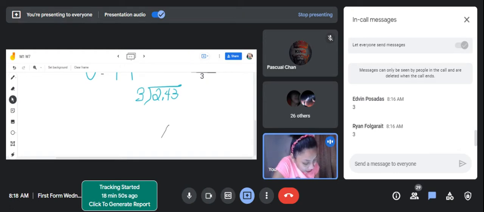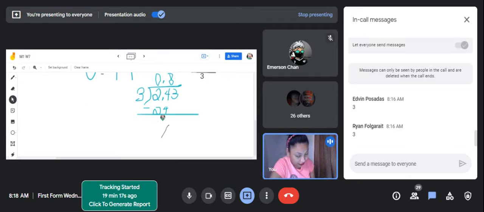So now I'm going to be putting a 0 on top of the 2 because 3 cannot go into 2. I'm going to put the decimal point right there exactly where it was. And then I'm going to put the 8 that you guys are saying. And at the bottom, I'm going to put 24. And I'm just going to subtract. What is 24 minus 24? 0. There is nothing there. What do I do now?